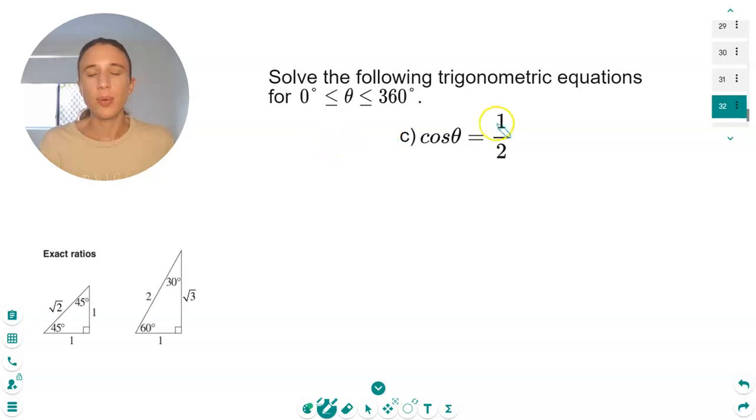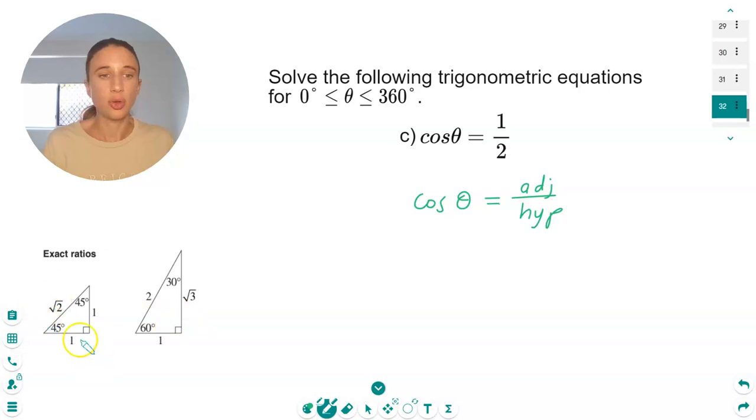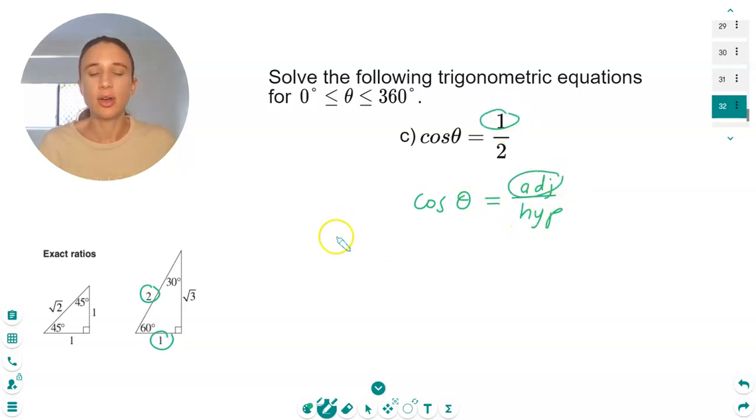Solve the following trigonometric equations. Cos theta is a half. First thing, what does cos theta mean? What's the general rule? Adjacent over hypotenuse. Which triangle has both 1 and 2 in it? It's the second one. Now, which of these angles will give me an adjacent side of 1? I'm looking at that one. See that? 1 is next to the angle 60. So I will say theta is 60 for this one. Hopefully that makes sense.